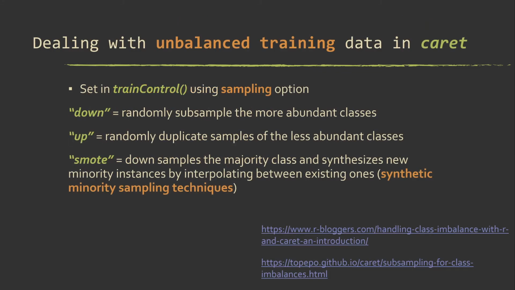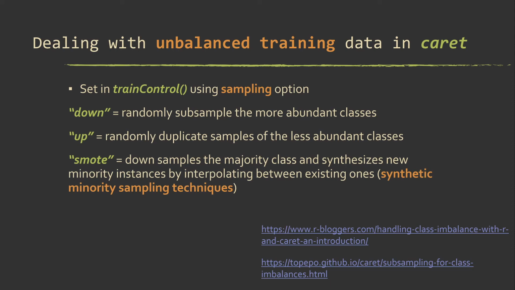How this is done in caret, you can do this inside of trainControl, and there are a couple of different options for the sampling argument. If you set sampling to down, that's going to subsample the more abundant class. If you set this to up, it's going to randomly duplicate the less abundant classes to try to balance things out a bit. And the SMOTE method is known as the synthetic minority sampling technique. It does a combination of downsampling the majority class and then synthesizing new instances of the minority class.